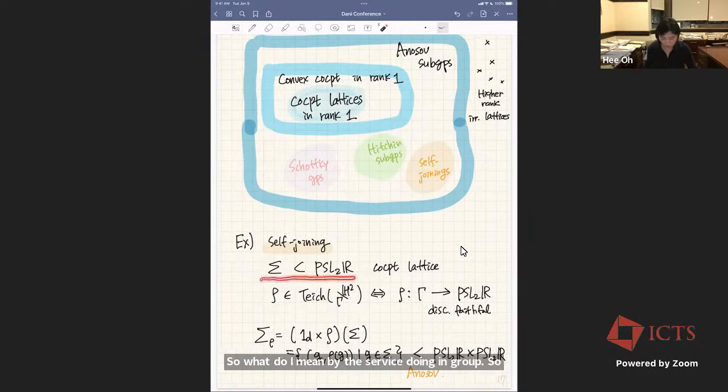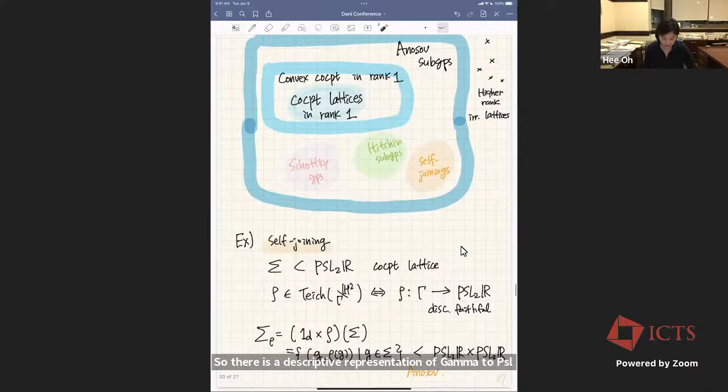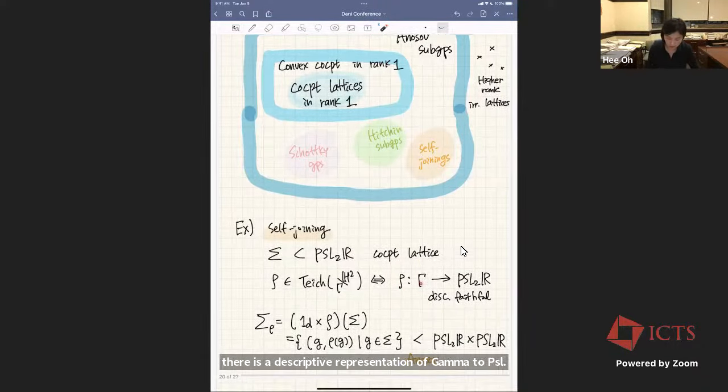So take any co-compact lattice of PSL2R. And if you have an element in the Teichmüller space of the corresponding closed surface, that means I have some discrete faithful representation of sigma into PSL2R. So for every element in the Teichmüller space, there is a discrete faithful representation of sigma to PSL2R. Using this representation, I can actually, sorry, this has to be not gamma, but sigma, and this has to be also sigma here.